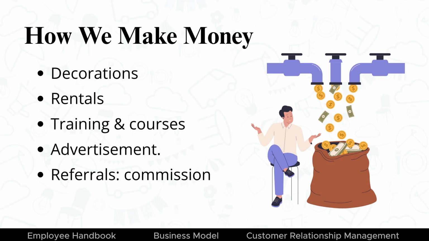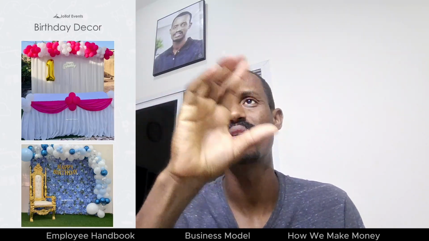So revenue stream, very important. This is one of the most important strategic questions. How do we make money as a company? Right now more than 50% of all our revenue comes from decorations. This includes weddings, birthdays, meetings, by doing balloons, flowers, decorations.